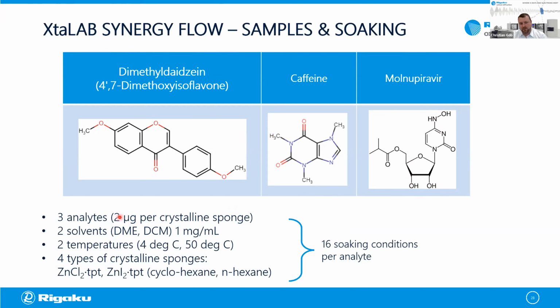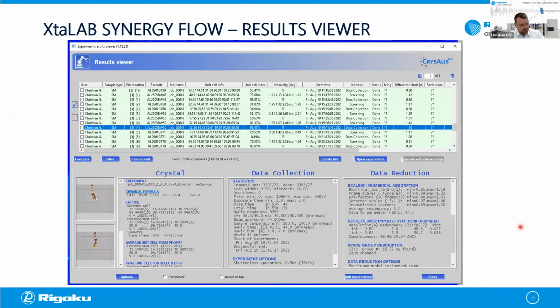I used 2 different types of solvent, so dimethyl ethoxide and dichloromethane. In the end, it was a 1 milligram per milliliter solution that was used. 2 different temperatures, 4 degrees and 50 degrees, and 4 types of crystalline sponges. So zinc chloride sitting in cyclohexane and in N-hexane, and zinc iodide sitting in cyclohexane and N-hexane. So in total, this is 16 soaking conditions per analyte, and 3 UniPacs times 16 samples. And here are then the results.